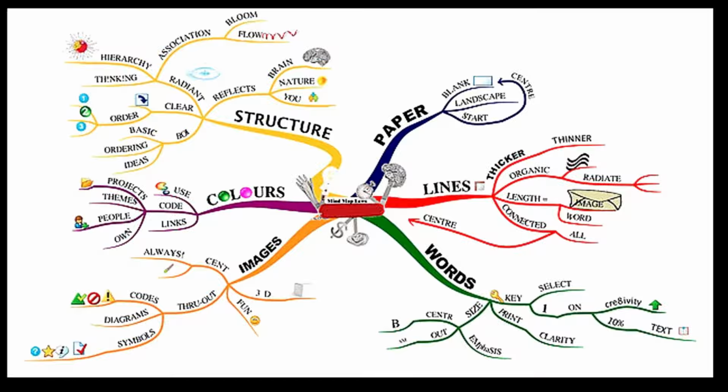This is an example of mind mapping. Just like what mentioned earlier, mind mapping is showing the connection, the association of words in a particular topic or subject. In this case, the words paper, lines, words, colors, structures, and images were described, and the words related and associated to these words were connected to them.